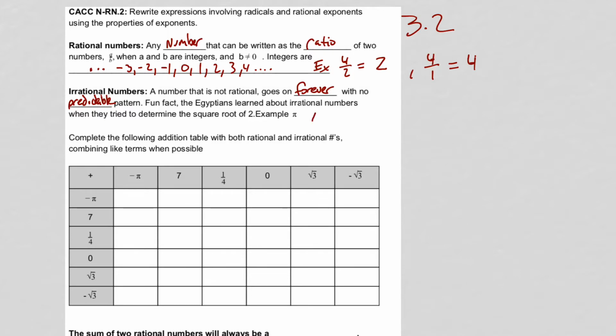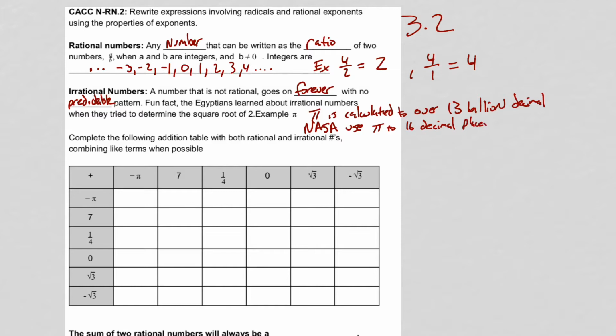Presently, pi is calculated to over 13 billion decimal places, and you don't have to write this down. This is just fun facts. NASA and the International Space Station use pi to 16 decimal places for navigation. But basically, pi is probably the most famous irrational number.